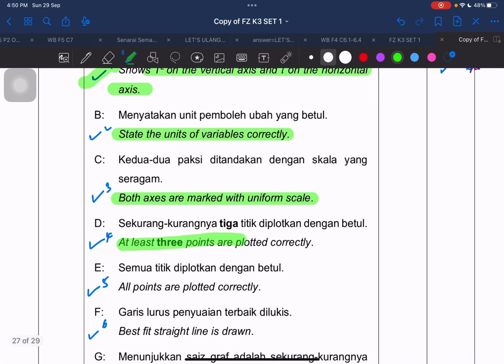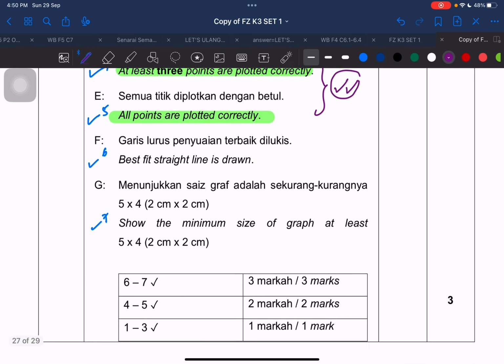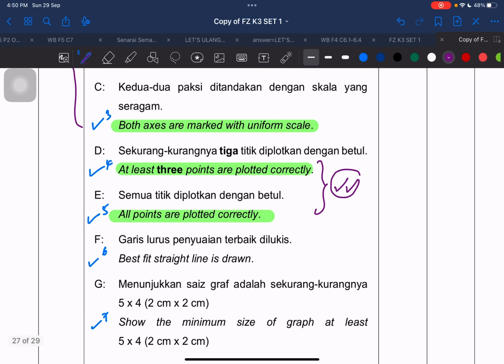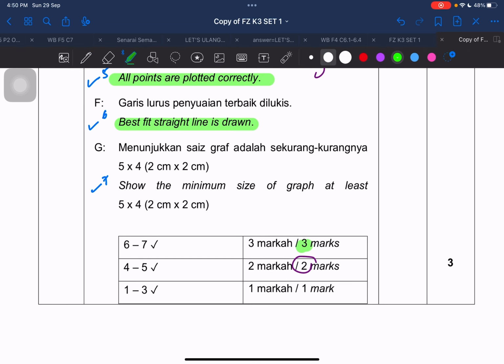At least 3 points plotted correctly. Tick number 4: all points plotted correctly. That means if all points are plotted correctly, you already get a double tick here. So all points transferred correctly get 2 ticks, plus the 3 just now, already 5 ticks. 5 ticks already get 2 marks. A bit more, then draw the best fit graph. 6 ticks already get 3 marks.